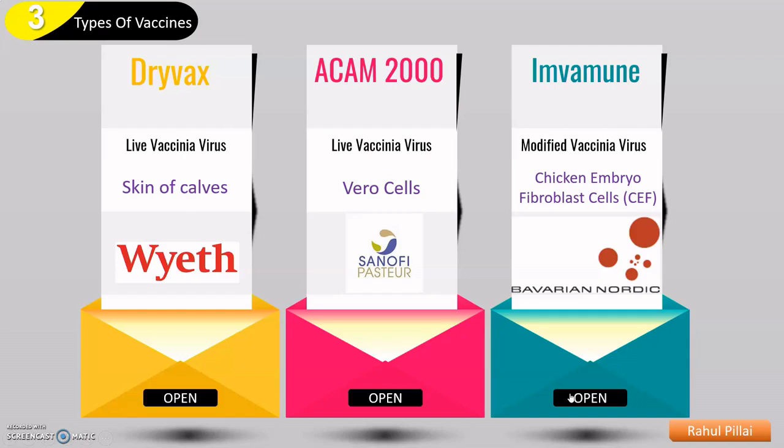Dryvax was manufactured by Wyeth Laboratories, while ACAM2000 was manufactured by Sanofi Pasteur. On the other hand, Bavarian Nordic manufactures Imvamune. Soon after the global eradication of smallpox in the year 1978, manufacturing of Dryvax vaccine was terminated. ACAM2000 and Imvamune have recently received FDA approval for mass manufacturing in case of an unnatural outbreak.